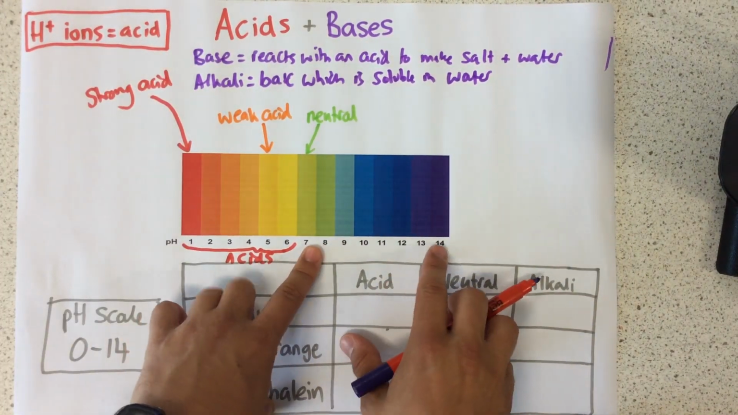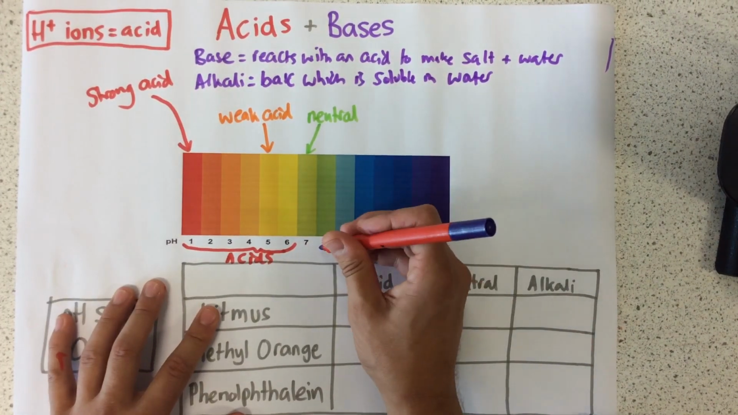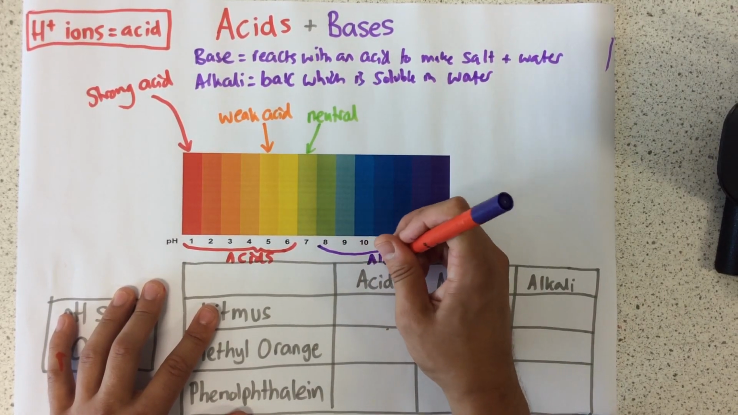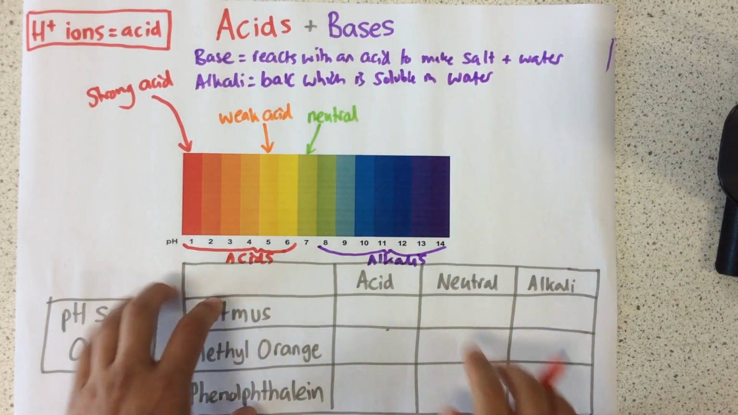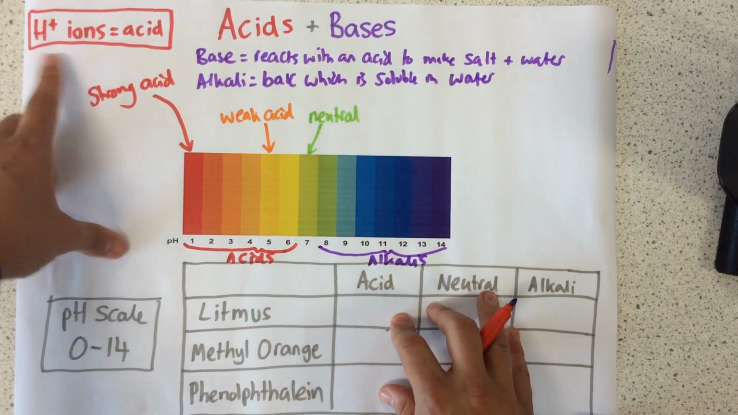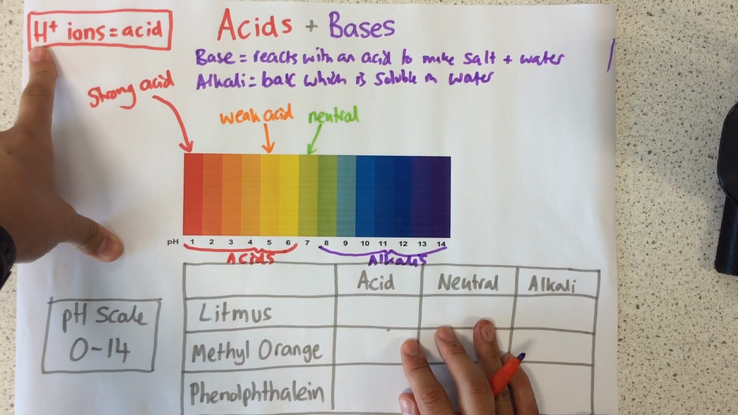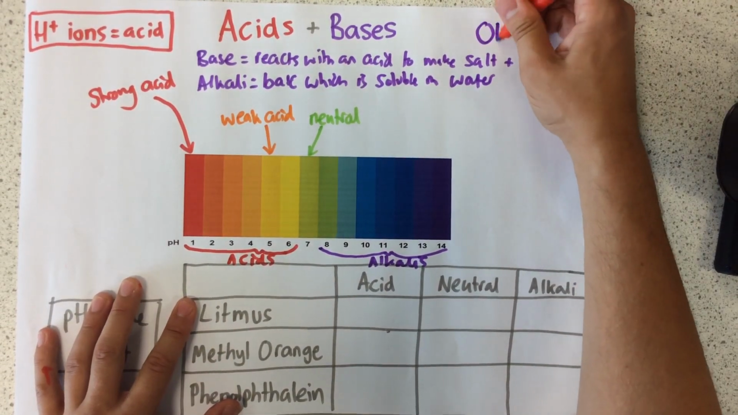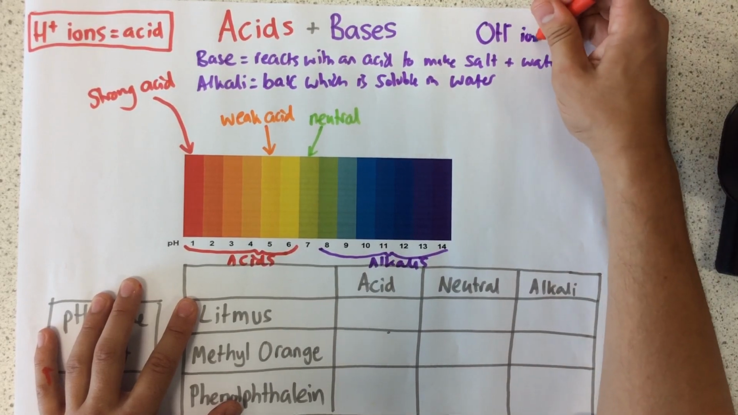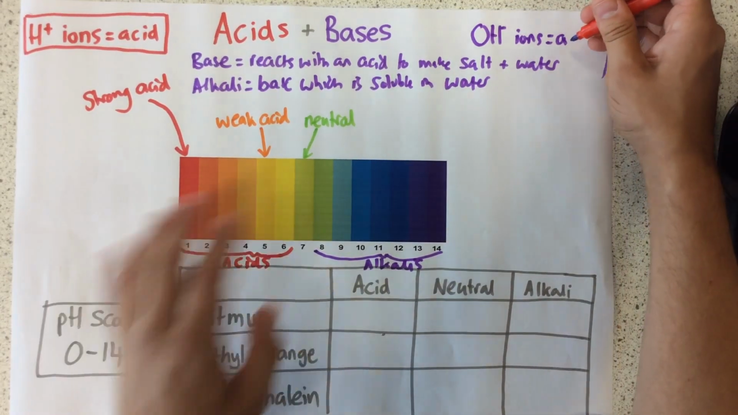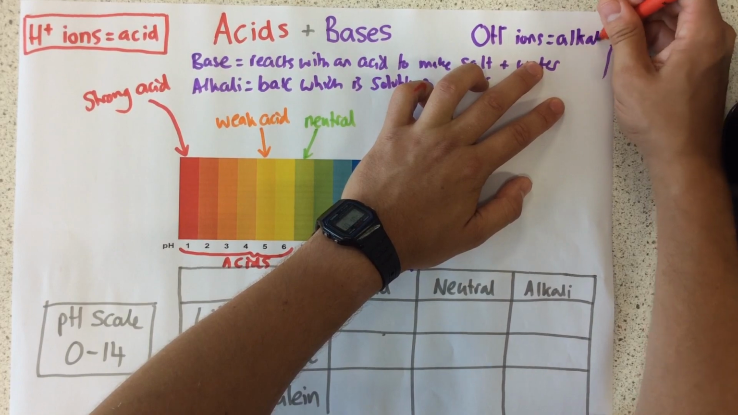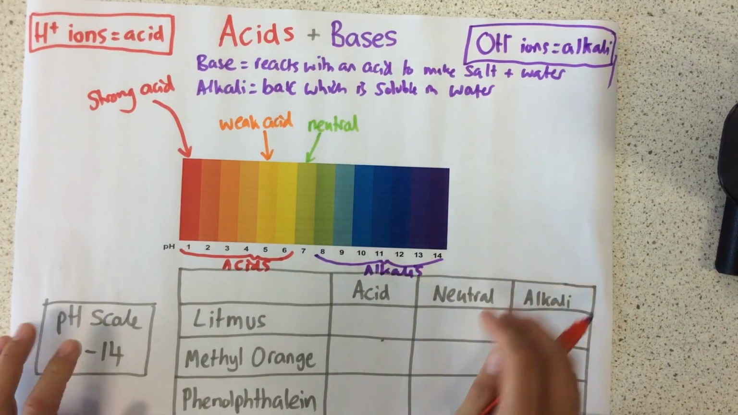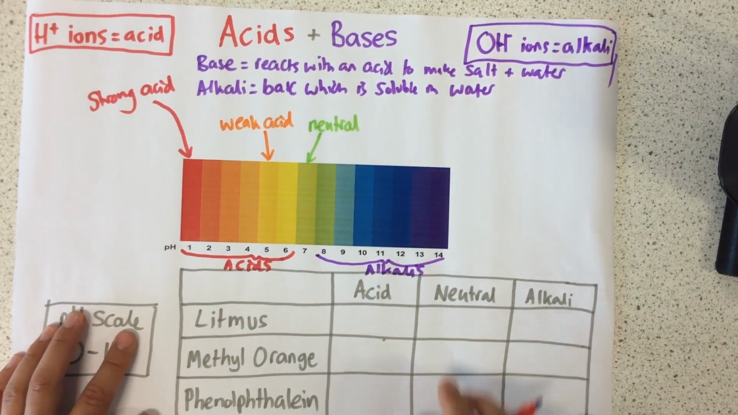Now, our bases or our alkalis are anything with a pH above 7. So all of these here are my alkalis. Now, acids is all about concentration of H plus ions. Alkalis is all about concentration of OH minus ions. So it then behaves in a really similar way that we saw from our acids.